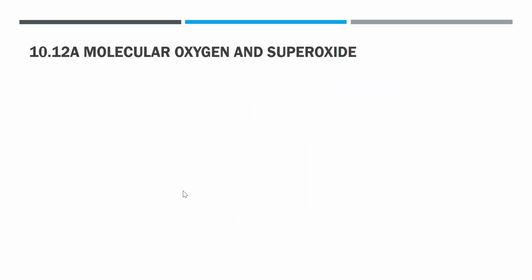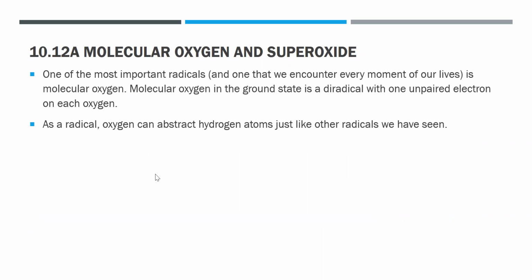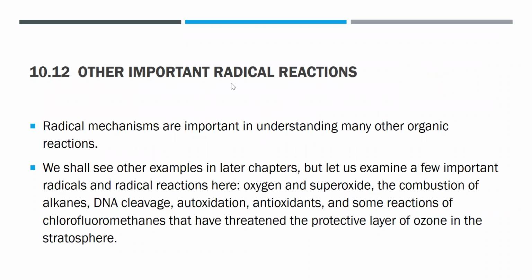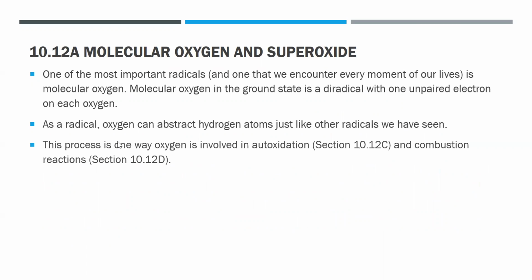Okay, so I think the last part is chapter 12, which will be the last part: other important radical reactions. Radical mechanisms are important in understanding many organic reactions. We shall see other examples in later chapters. So let us examine a few important radicals and radical reactions here. You have oxygen and superoxide, and the combustion of alkenes. We have some examples now with molecular oxygen and superoxide.